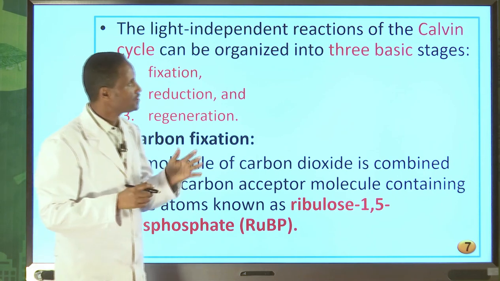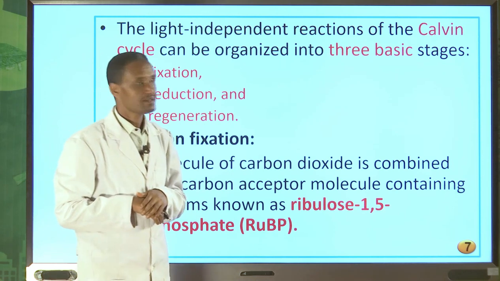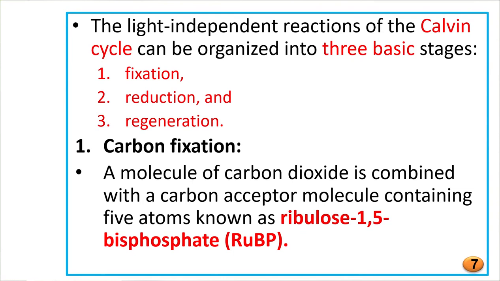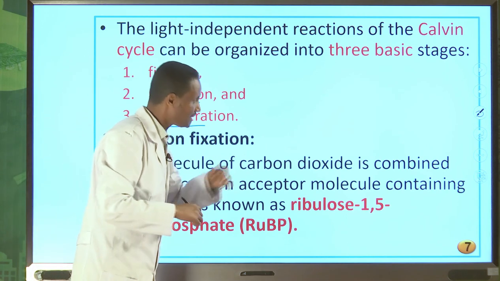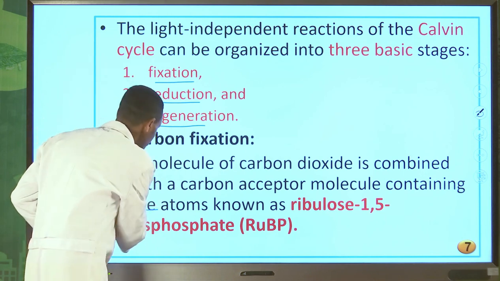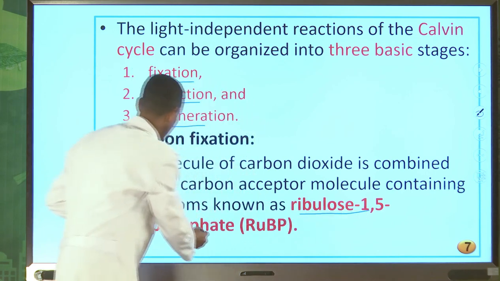The light-independent reactions of the Calvin cycle can be organized into 3 basic stages. The first stage is fixation, the second is reduction, and the third is regeneration. Let us see these 3 basic stages of the Calvin cycle. The first one is carbon fixation. A molecule of carbon dioxide is combined with a carbon acceptor molecule containing a 5-carbon compound called ribulose 1,5-bisphosphate.